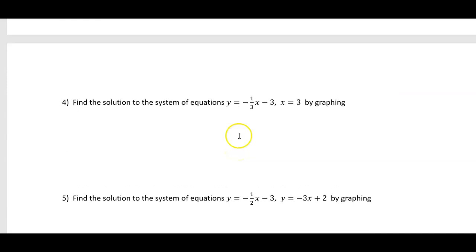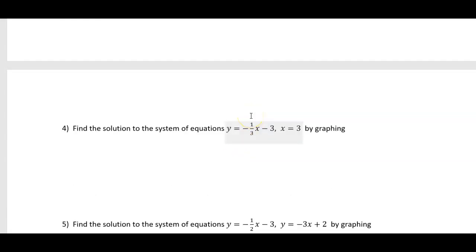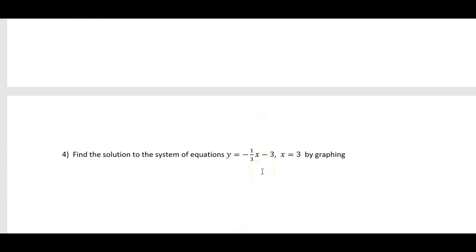So, and here's problem 4. I'm going to encourage you to go into Desmos. Stop this video, go into Desmos yourself. You log in at www.desmos.com and type both of these lines in.